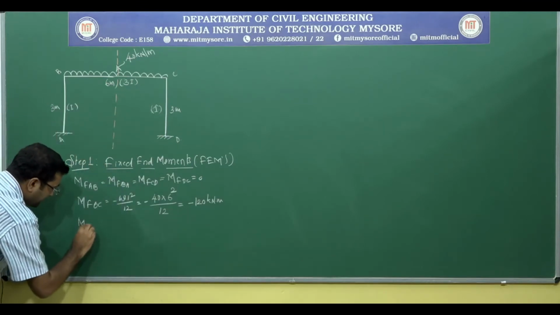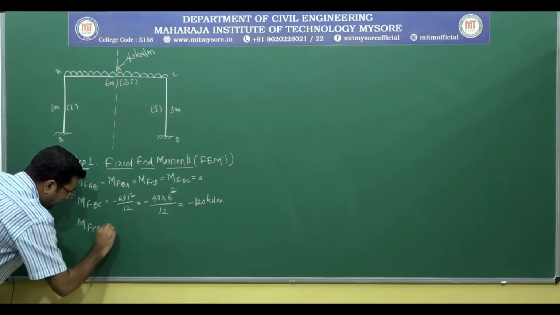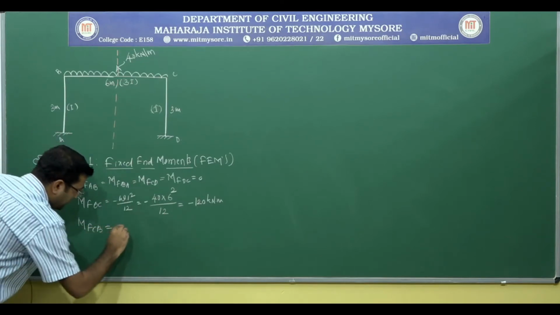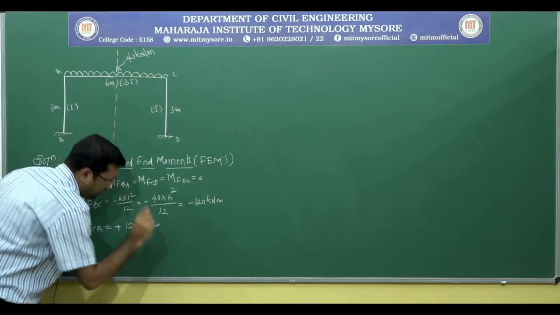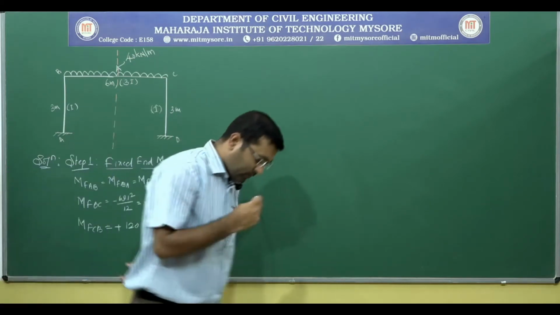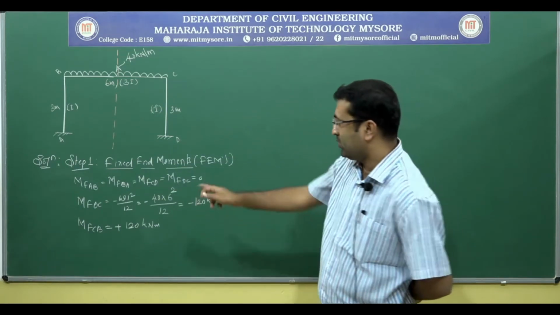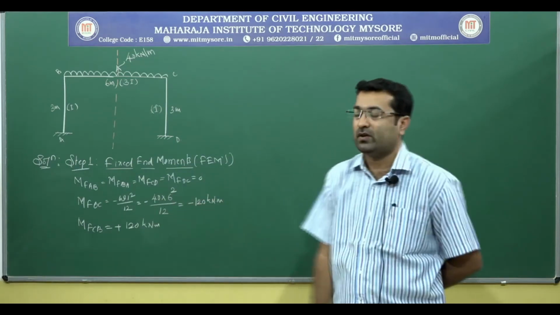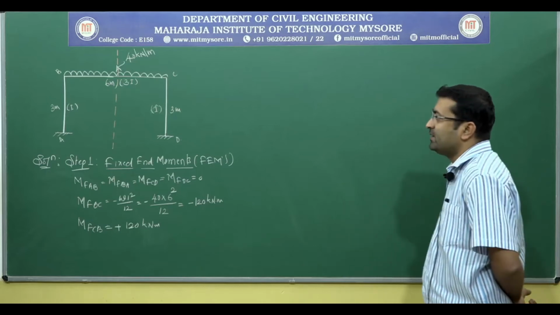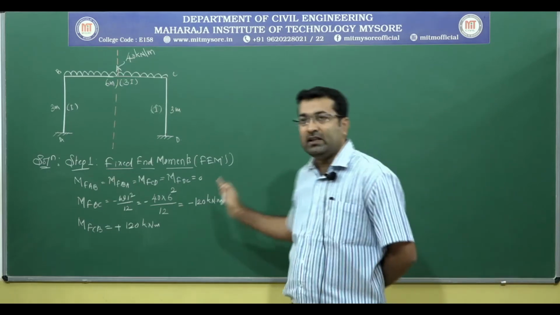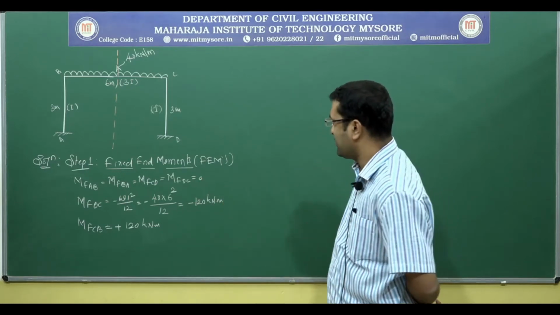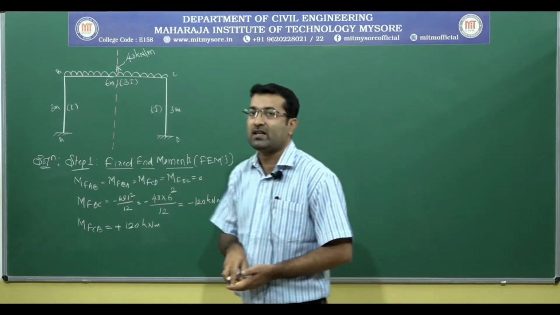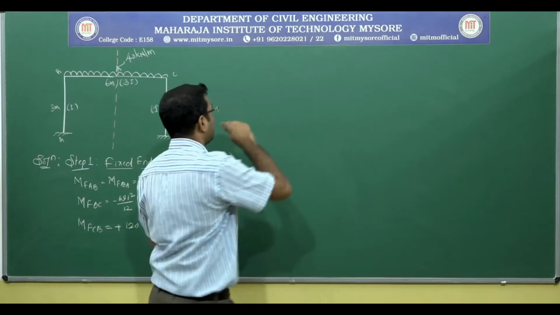So there is no change in the fixed end moment value. Similarly, MF CB also remains the same, that is, it is plus 120 kilonewton meter. As we have solved many problems, I hope you know how I got this as 120 kilonewton meter, right? So till the first step, there is no change in the calculation. It is the same as usual. The only change starts from step number 2.